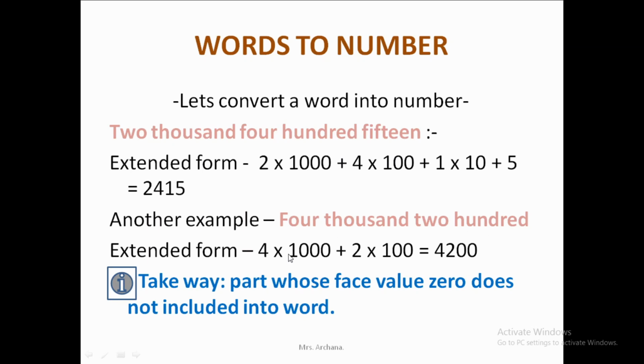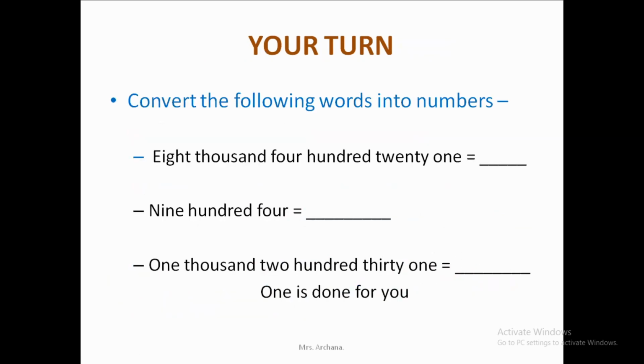Another example is 4,200. That means 4 into 1000. This 1000 we will write here, 2 we will write here, and 100 we will write here. Then multiply it and add it, that is 4200. These things I have given you for homework. You have to do it. One I have done for you. 1231.